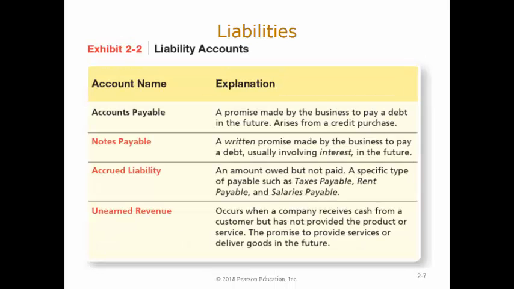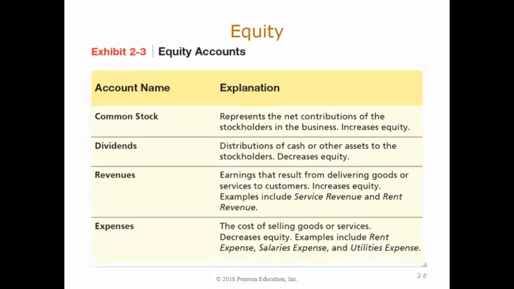A liability is a debt, something that the business owes. A business generally has fewer liabilities than asset accounts. A payable involves a future payment of cash. A note payable is a written promise made by the business to pay a liability in the future and generally includes interest. An accrued liability is an amount owed for goods or services provided but not yet paid by the business. Unearned revenue occurs when a company receives cash from a customer before the business provides the goods or services.